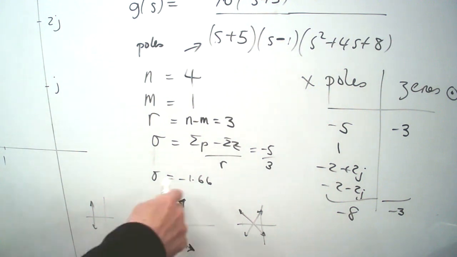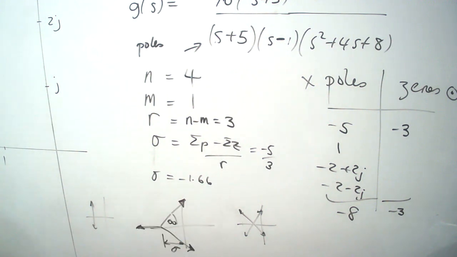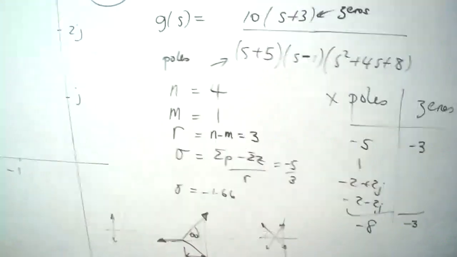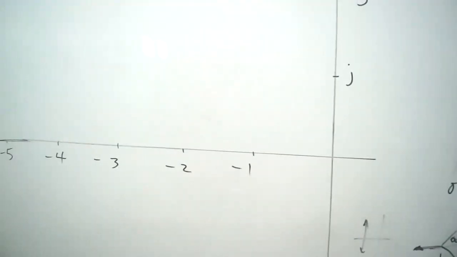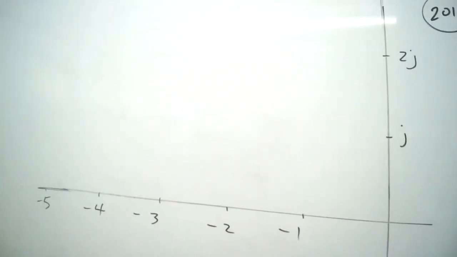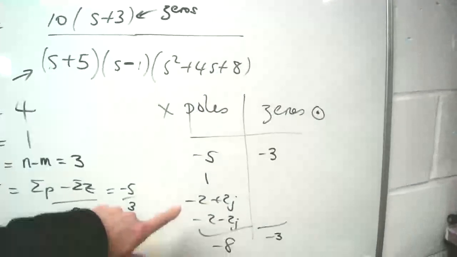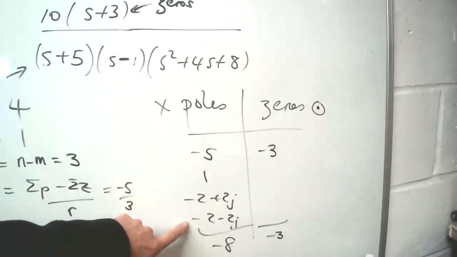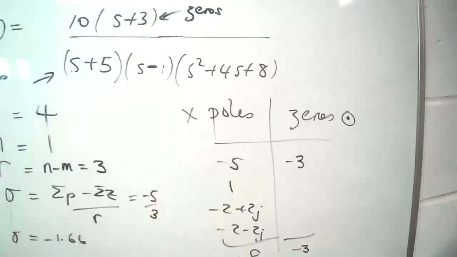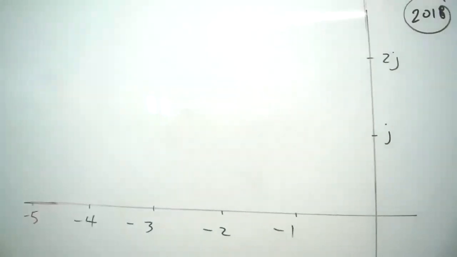Having got to that stage, we can now move over to do our sketch of the root loci. I've done a little thing here for us. The first thing I do is plot the poles as crosses. So if we go back, we've got poles at -5, 1, and -2 plus and minus 2j. So there are our 4 poles, and we can plot those as crosses over here.